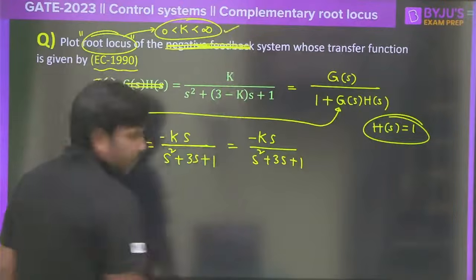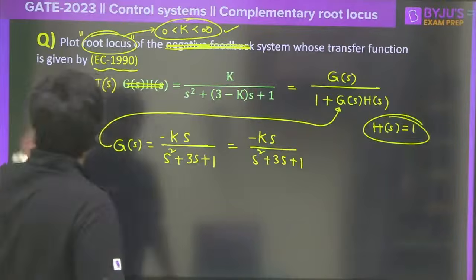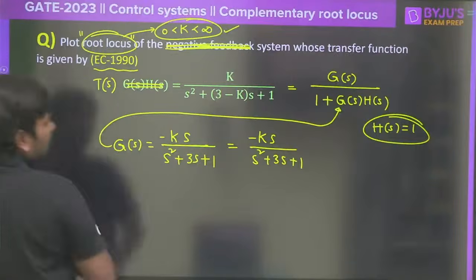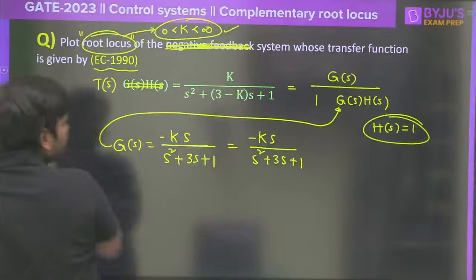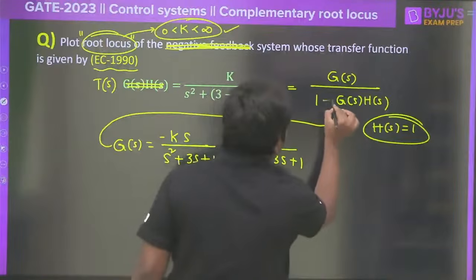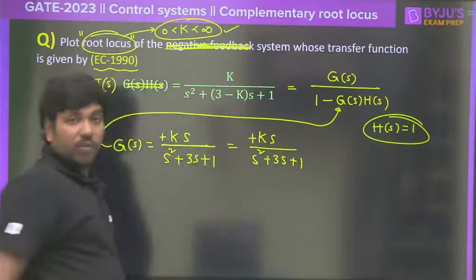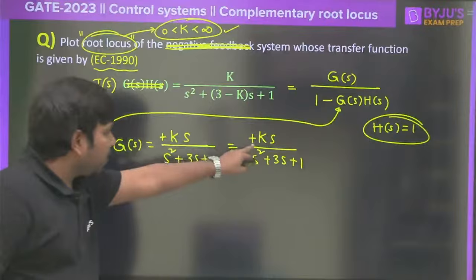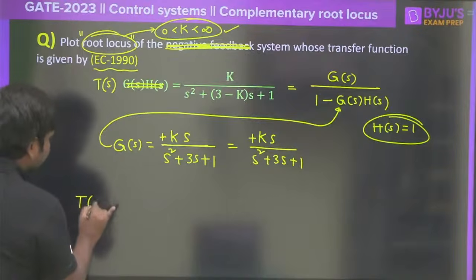But now what I mean to say here is, as I am going for the k value from 0 to infinity, let me not make it so complicated. What I presume is here, it might be a positive feedback system. Clear? Why? Because if I take this as a positive feedback system, then I can go with the plus k here. Clear? Now if you take plus k here and resubstitute this and see what is going to happen, let us take the transfer function t of s here.